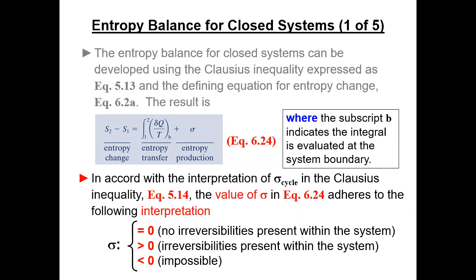So if it's 0, there's no irreversibilities. If it's positive, we have irreversibilities. And if it's less than 0, it is impossible because entropy cannot be destroyed. If that term was negative, then somehow you had a process that was destroying entropy inside that container. And the second law doesn't allow us to do that.